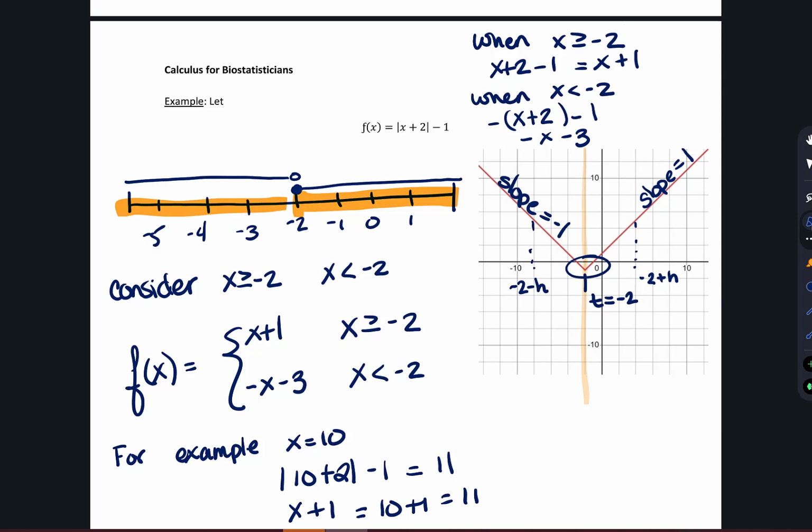And so this is an example where you can have a function that's continuous but not differentiable. There's a theorem in your book that says if a function is differentiable at a point, then it is also continuous. But the opposite is not true. We can have continuous functions that are not differentiable, and this is actually an example of one of those.